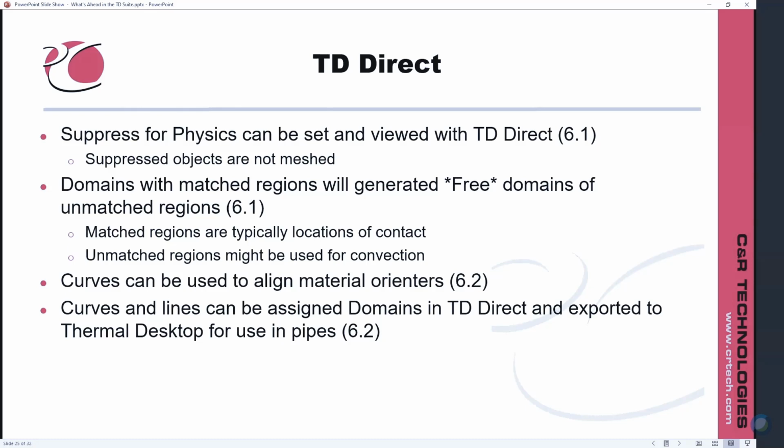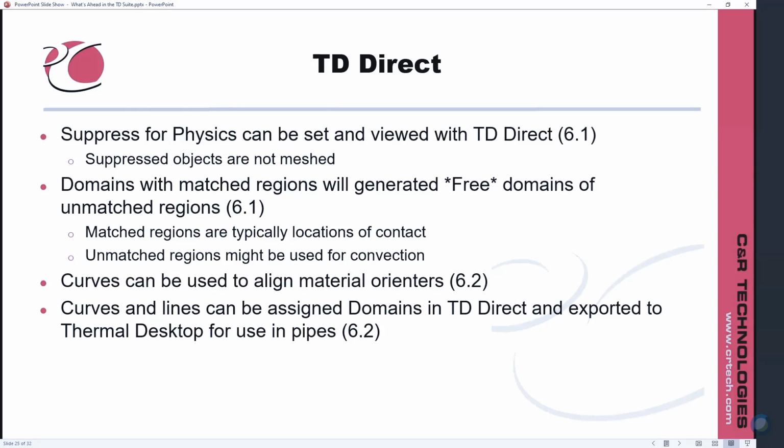Now, a few things that have changed in TD Direct. Some of these we've added in 6.1, some are coming in 6.2. You now have an option to suppress for physics, to set and also view within TD Direct. Suppressed objects will not be meshed. That's a little bit different than a geometry only, which actually meshes, but all of the elements are turned off or disabled for the solution.